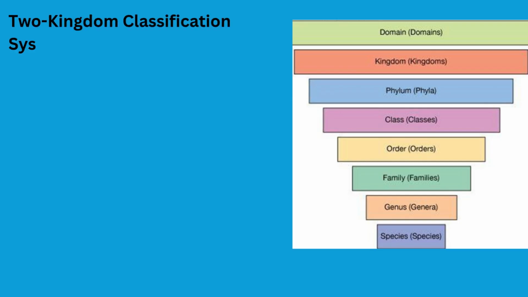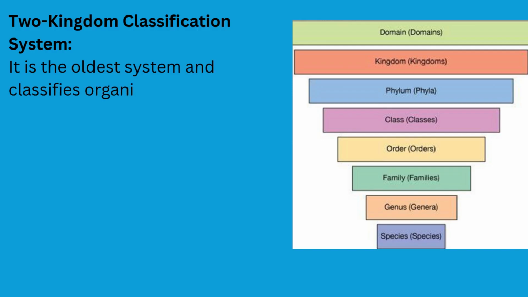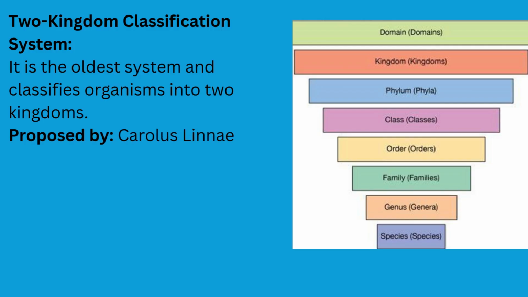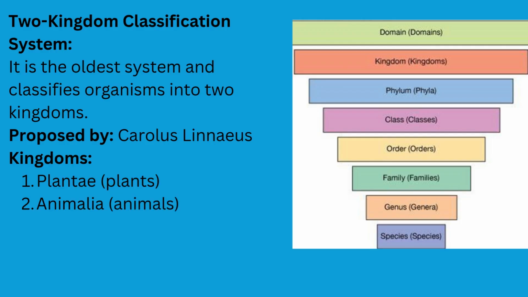The two-kingdom classification system is the oldest system and classifies organisms into two kingdoms, that is, kingdom Plantae and kingdom Animalia. It was first proposed by Carolus Linnaeus.